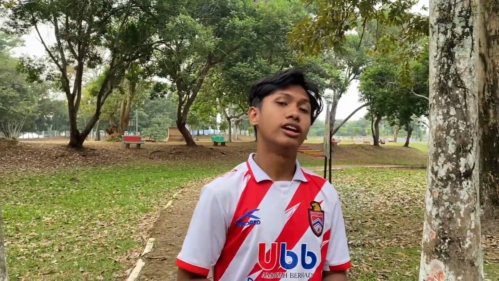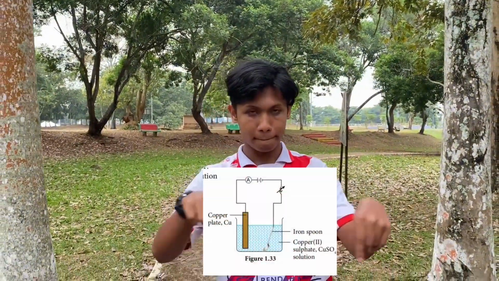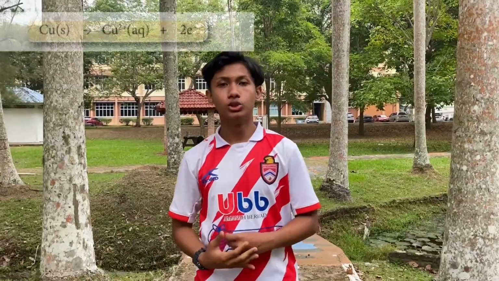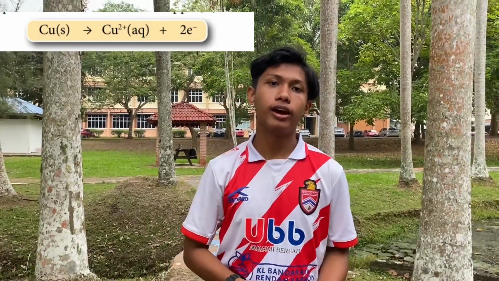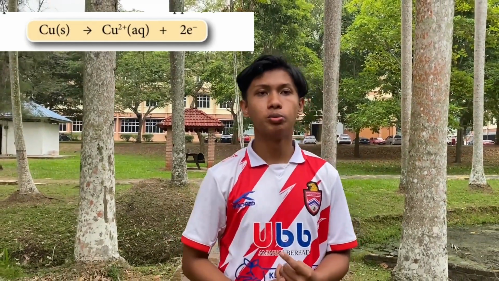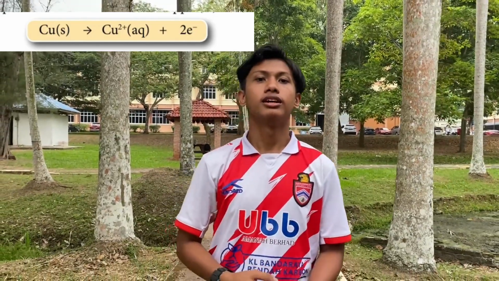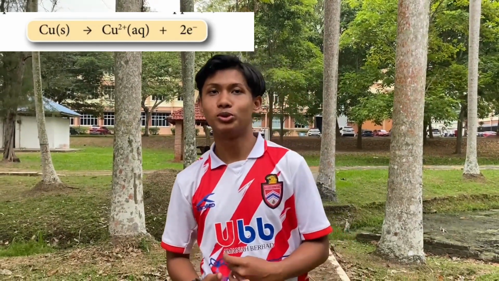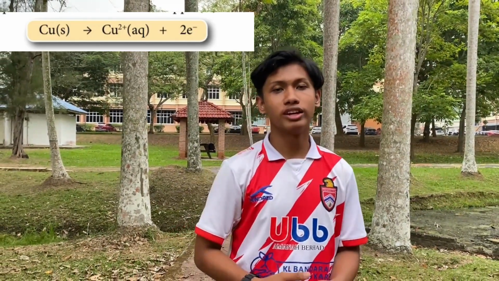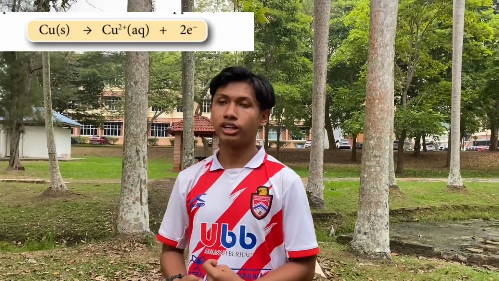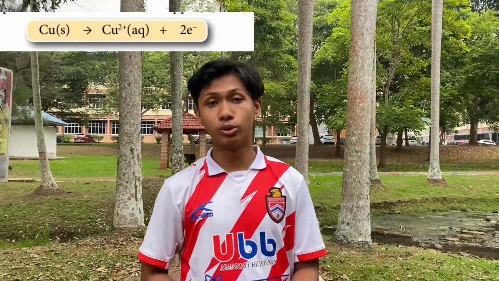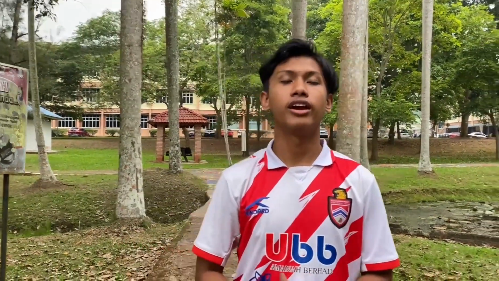So here's an example of a redox reaction that happens in electroplating. To electroplate an iron with copper, Cu, the copper anode is ionized to become Cu2+. When copper releases electrons to become copper ions, it undergoes an oxidation reaction.